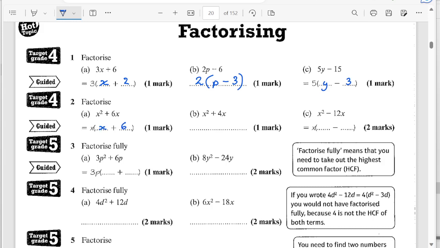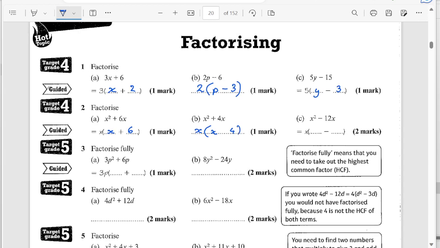And likewise for this one, we can take x out as a common factor. Times x by to get x squared, that would be x. And what would we need to times x by to get 4x? That would be 4. And the symbol in the middle would be, again, an addition.